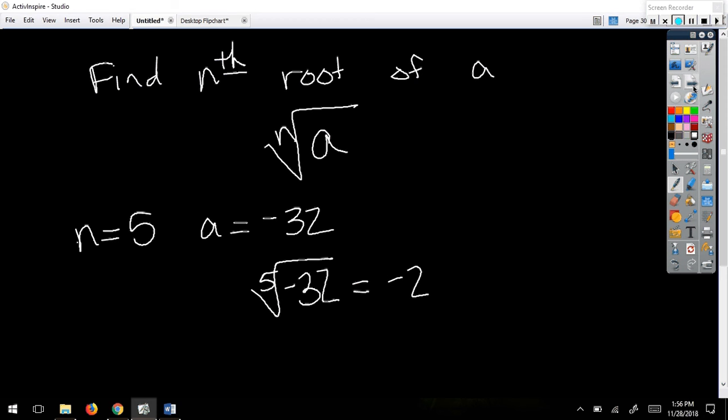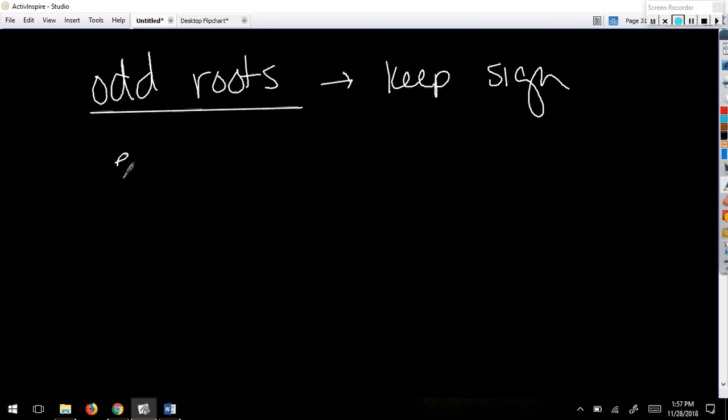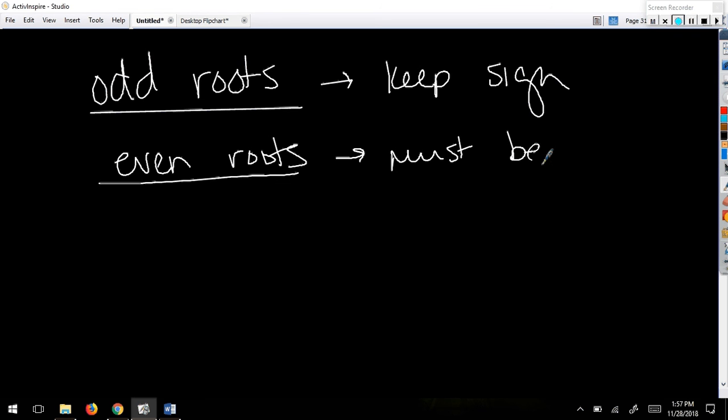So that's nth roots. Pretty easy. Everybody okay? All right. So odd roots, which is third root, fifth root, seventh root, ninth root, keep the sign of the number under the root. But even roots, square root, fourth root, must be positive under the radical, otherwise it becomes an imaginary number, okay?